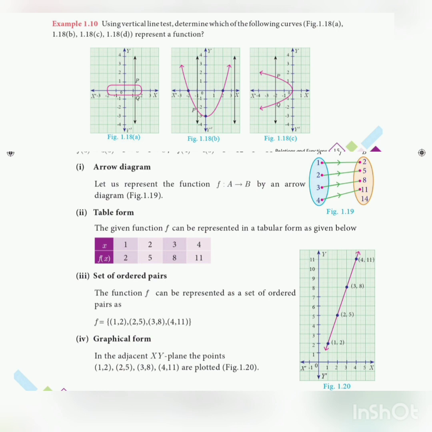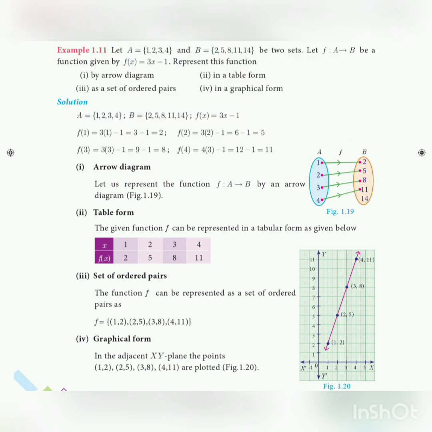For that, we first take A and B and write in the pictorial format. 1, 2, 3, 4 are the elements of A, and B contains 2, 5, 8, 11, 14. Later, we connect each element from A to the respective image f of x value. 1 is connected to 2, 2 is connected to 5, 3 is connected to 8, and 4 is mapped to 11. This is the arrow diagram for the given function.